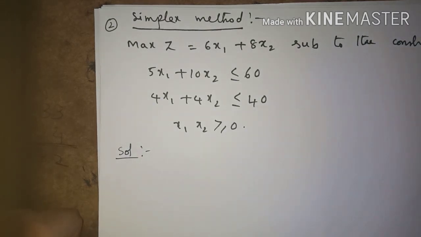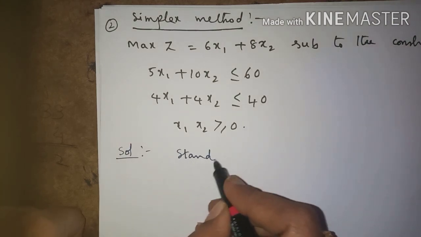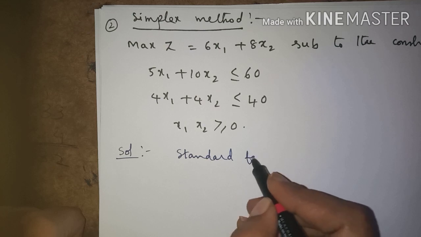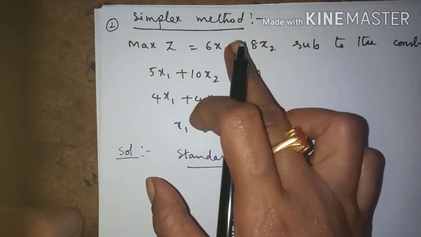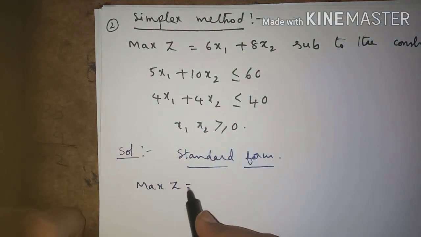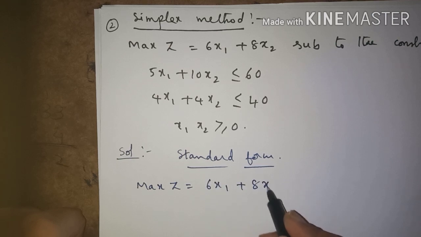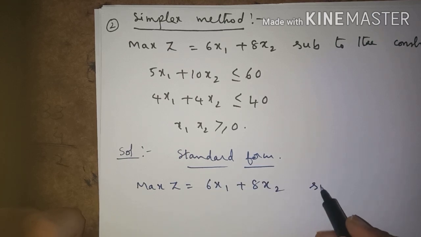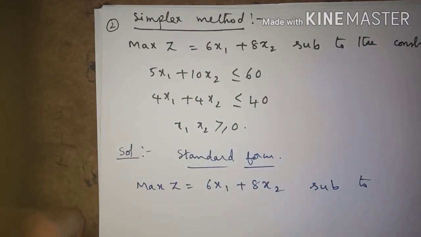To solve using simplex method, we have to convert the given problem into the standard form. While converting into standard form, observe the objective function. It is in the maximization type. Therefore, we can write as it is. Max z is equal to 6x1 plus 8x2 subject to the constraints. First constraint is having less than or equal to symbol.